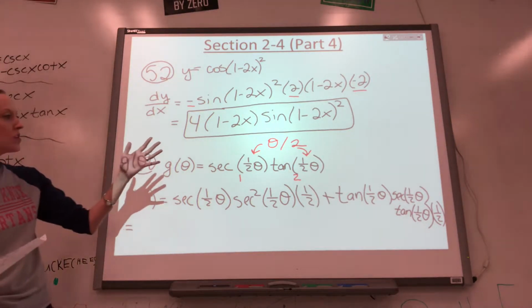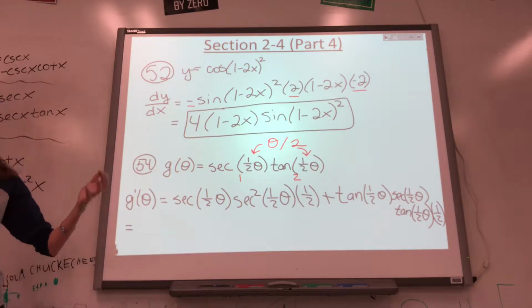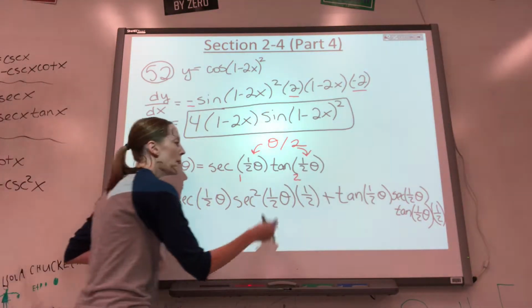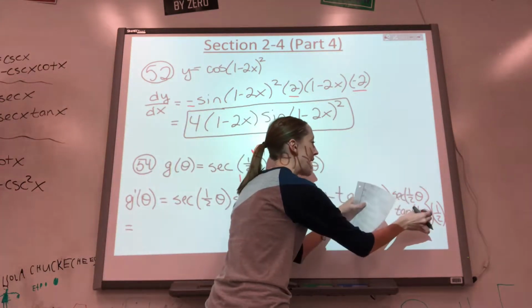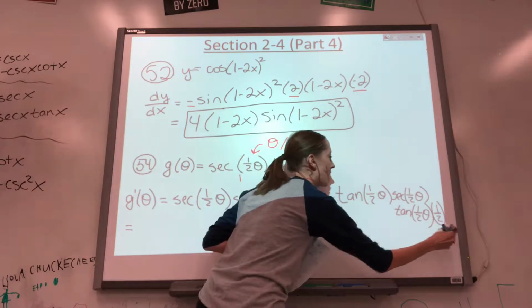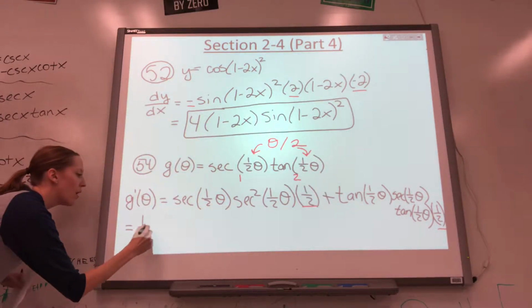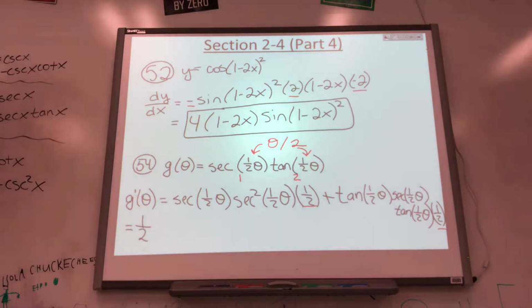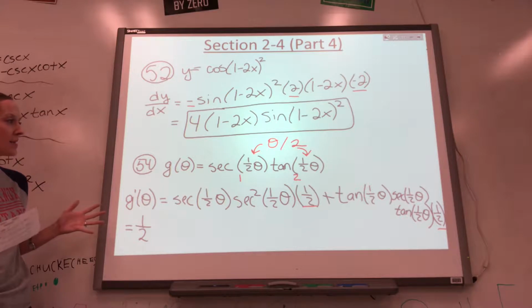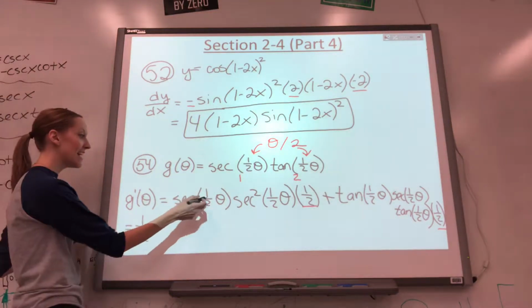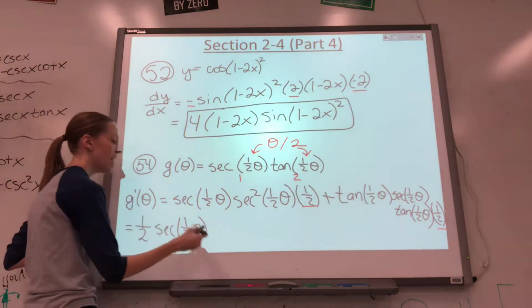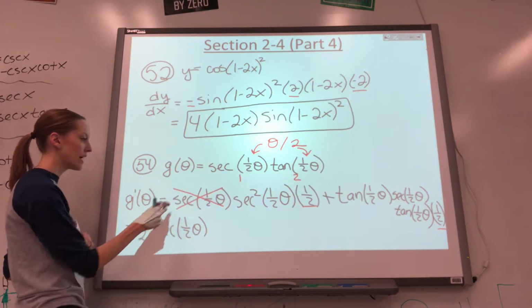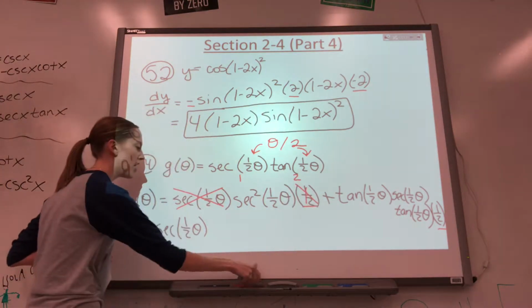Now, I probably do have some stuff in common that I could pull out front. This is the plus sign here, so I'm looking at this stuff and I'm looking at that stuff. They both have a 1/2, so I may go ahead and pull that 1/2 out front. Now, anybody see anything else that they have in common? A secant of 1/2 theta, let's go ahead and pull that out front too. So I'm just going to cross this out real quick. That is gone, that is gone.